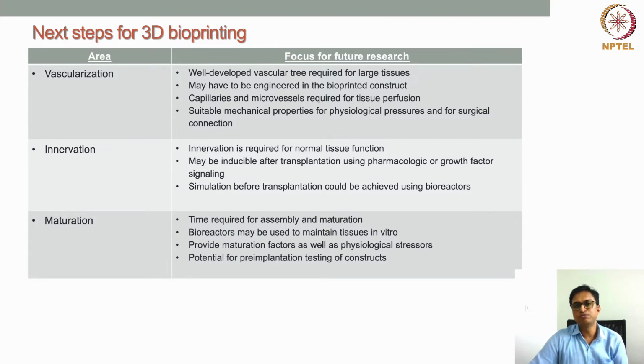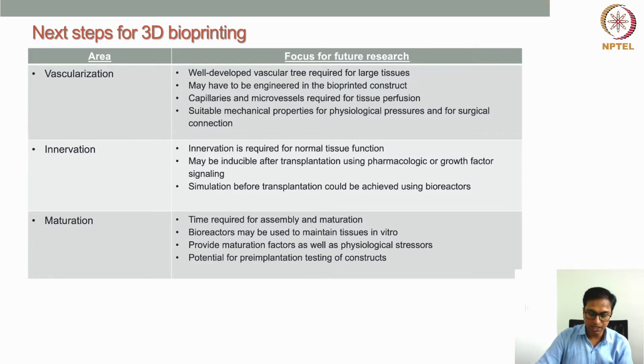So we may also have to engineer the bioprinted constructs, meaning the integration of the vascular tissue within the bioprinted construct. When we are printing that tissue or organ, if we can print the vascular tree along with the printed tissue, then it can probably be well integrated within the bioprinted tissue construct, and we can probably get a better outcome from vascularized tissue printing. So that is another thing.